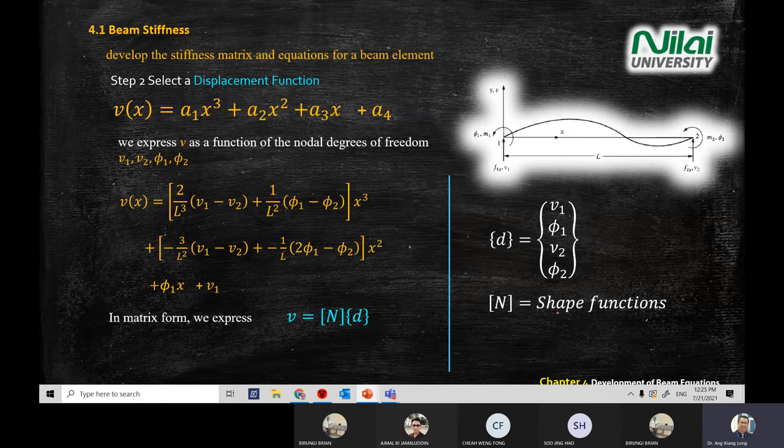Okay, N here has a name, we name it shape function. Because we have four parameters here, we will need N1, N2, N3, and N4. Meaning you write this in matrix form and you have four parameters inside the N matrix, or the shape matrix.